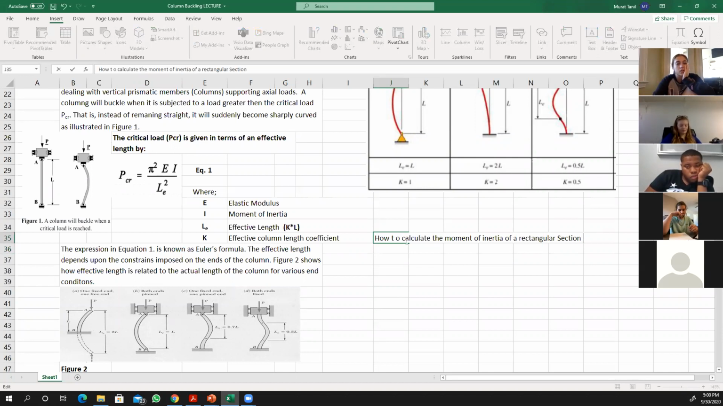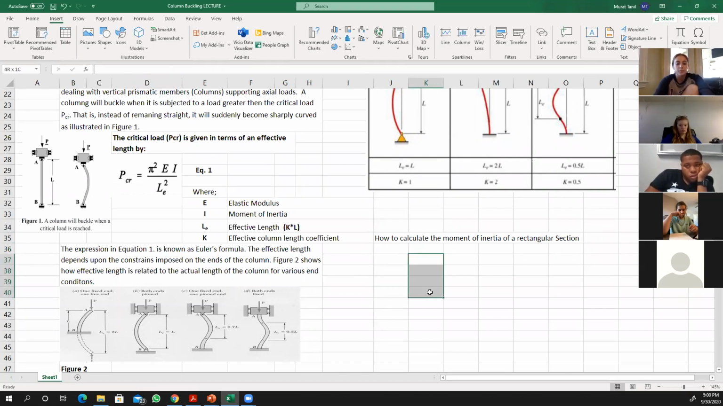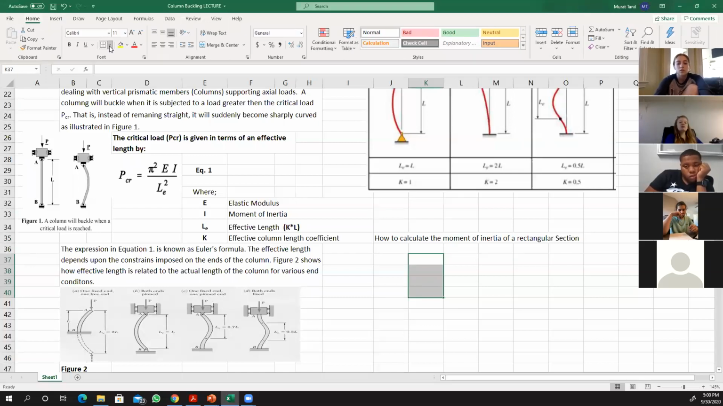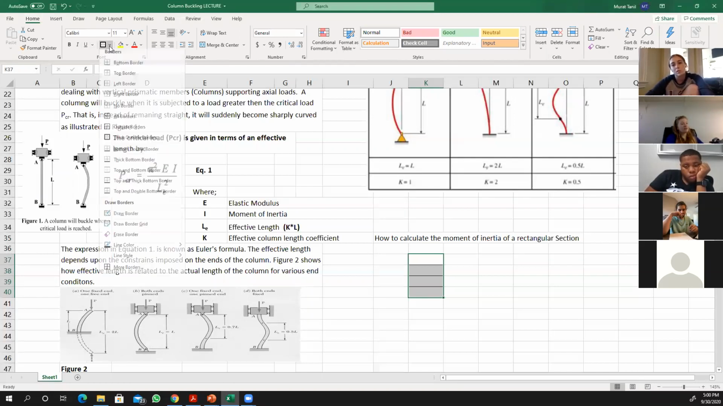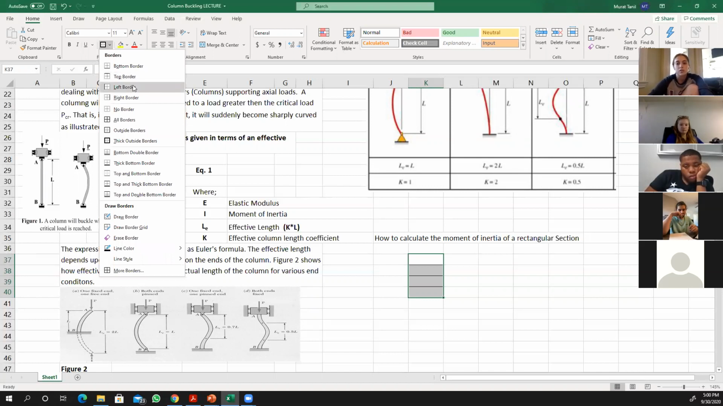You learn this in statics, you learn this in mechanics of materials, and you can pull up this equation from the mechanics of materials book. When I say rectangular section, let's say this is my rectangular section. I'm waiting for your answer, Celine.